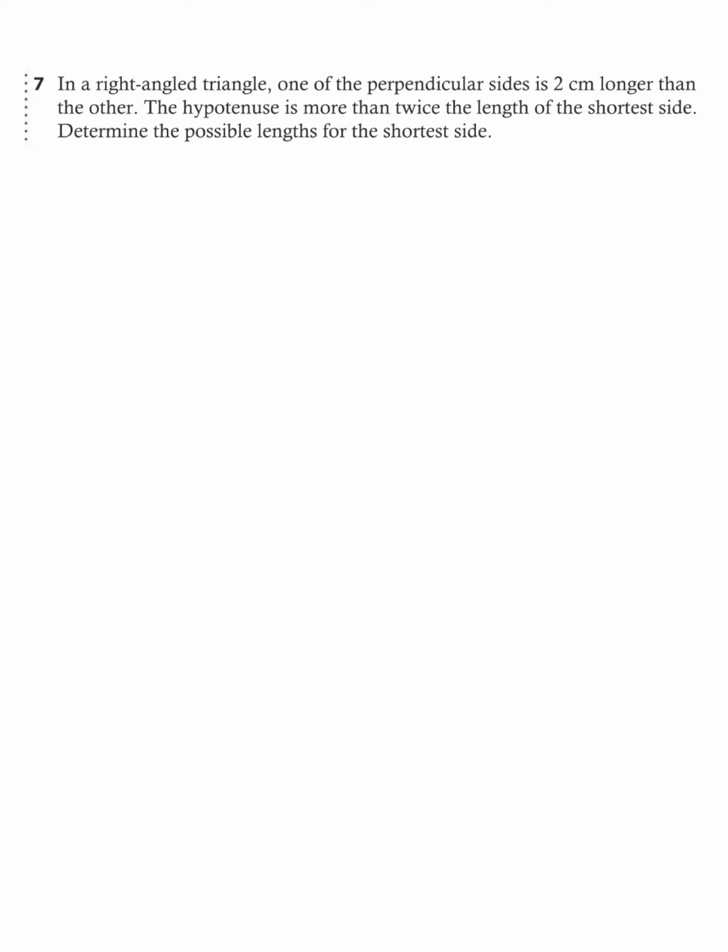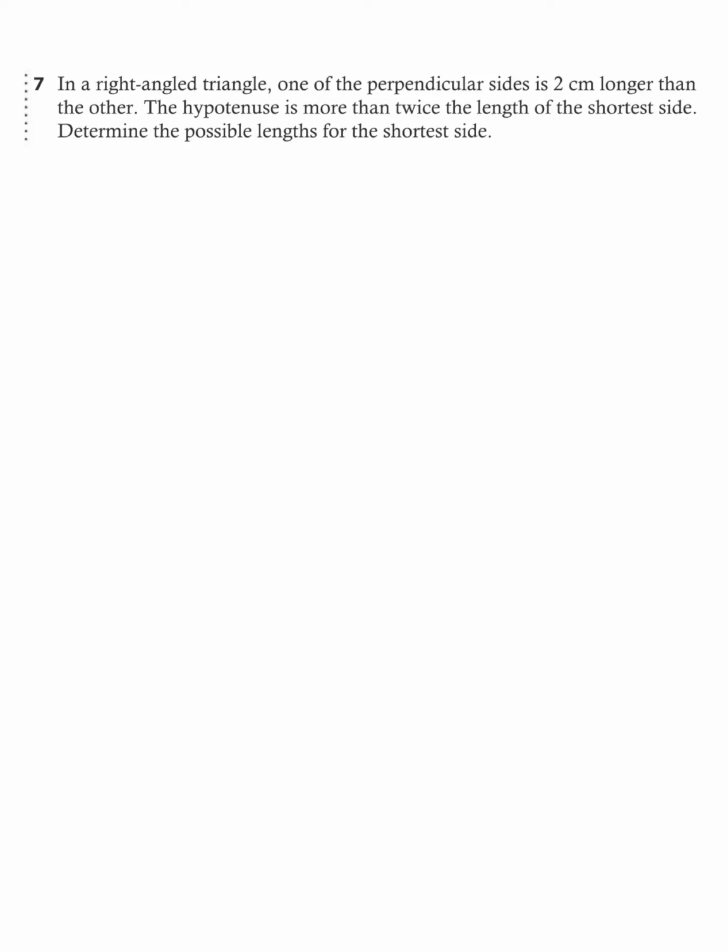Let's have a look at question 7. This is also practice 1. It's page 287. In a right-angled triangle, one of the perpendicular sides is 2 centimeters longer than the other. The hypotenuse is more than twice the length of the shortest side. Determine the possible lengths for the shortest side.